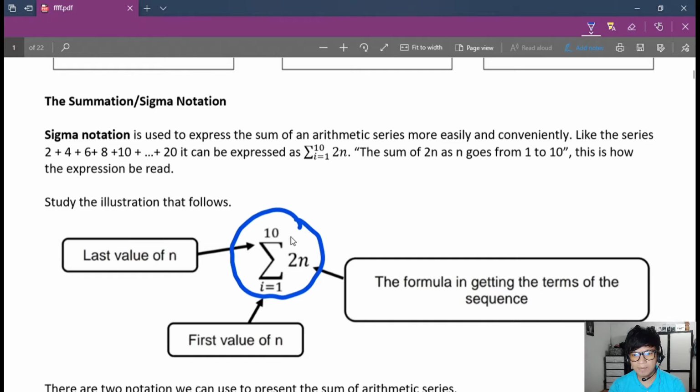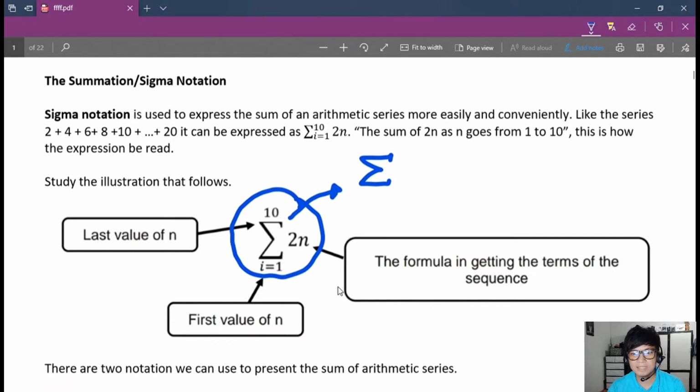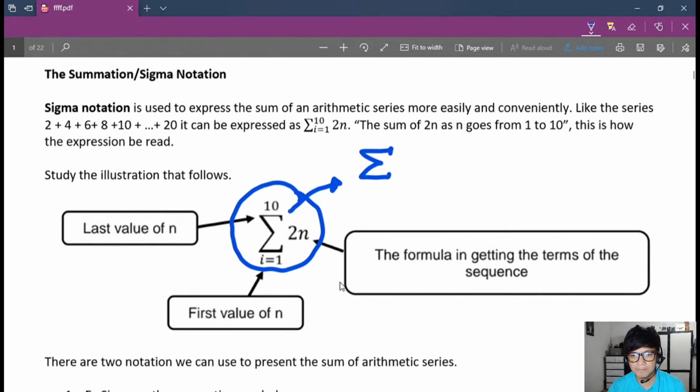I think the sigma notation is not new to you, kasi parang na-discuss na ito siya during your grade 7, if hindi ako nagkakamali, or grade 8 and something like that. So na-discuss na itong sigma. Sigma is a Greek alphabet. So in mathematics, ang sigma ay nagre-represent siya ng sum.